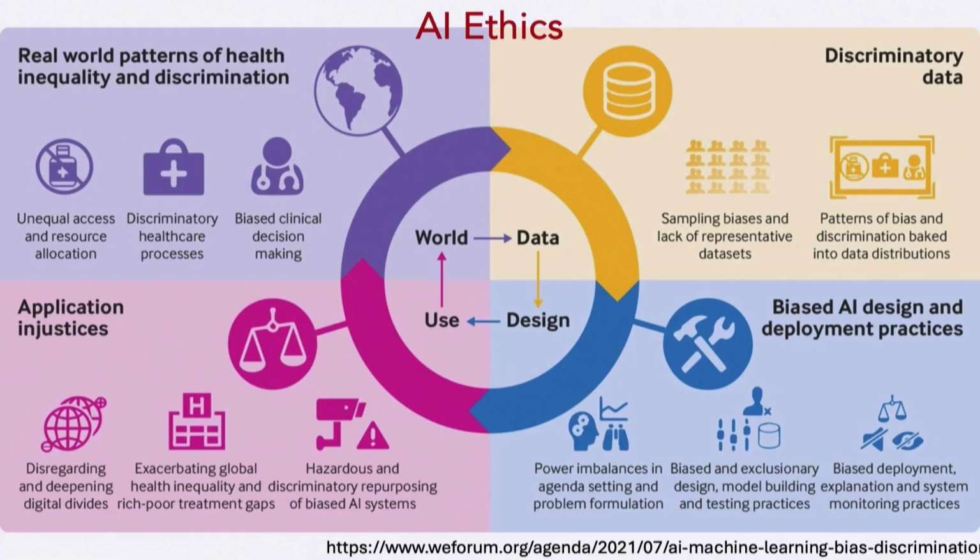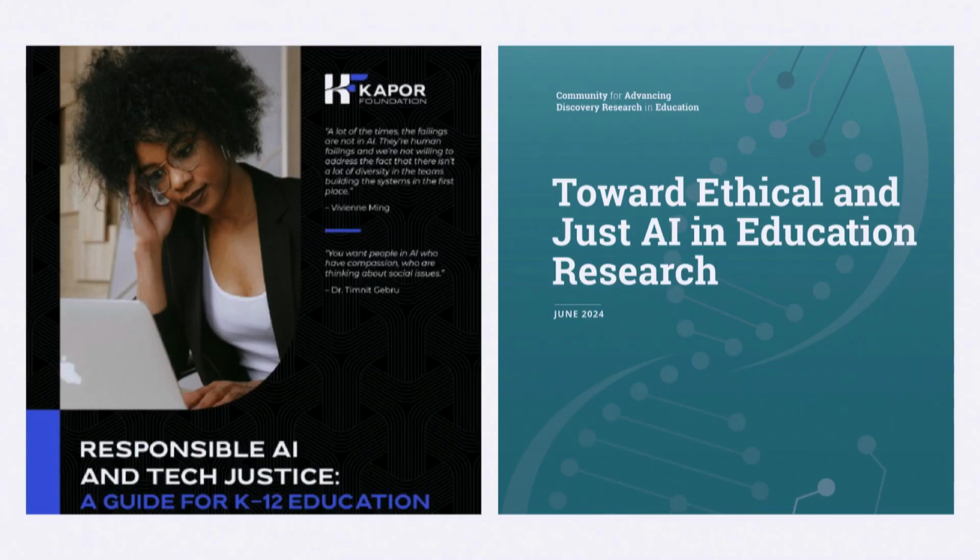Data equity leads me to this last critical aspect of learning AI, which is ethics. Today, ethics are being taught with much more urgency than was the case in computing education. Critical interrogation of bias embedded in AI systems that creep in at various stages of the AI development and deployment cycle. And these are baked into almost all current curricular efforts. New frameworks such as Responsible AI and Tech Justice from the Kapor Center and this brief on ethical and just AI provide guidance for education practice and research.